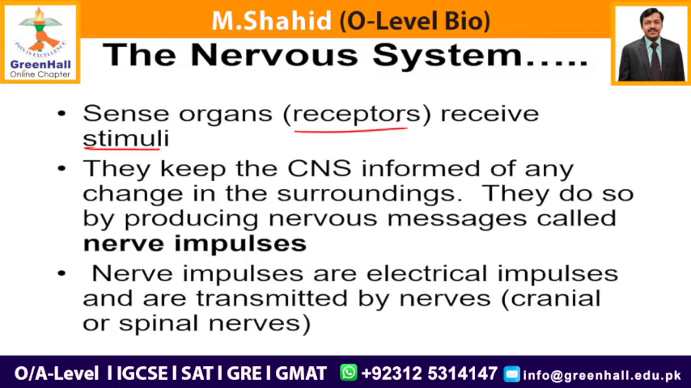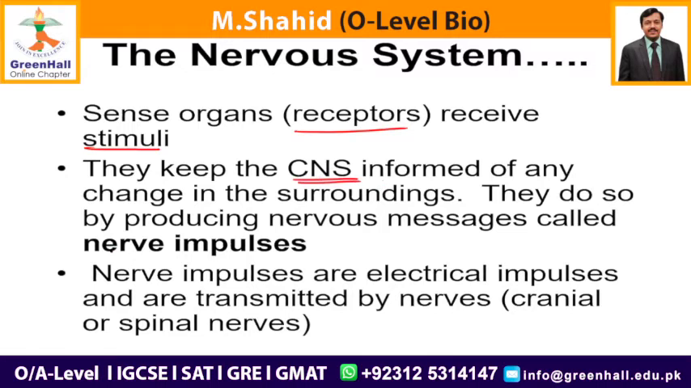Some of them are adapted for temperature changes. Some of them are adapted for the stimulus of light. For example, the rods and cones in our eyes. These are the specialized receptor cells for light. Those are also called photoreceptors. So they keep the CNS informed of any change in the surrounding.